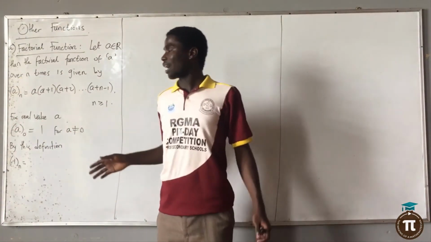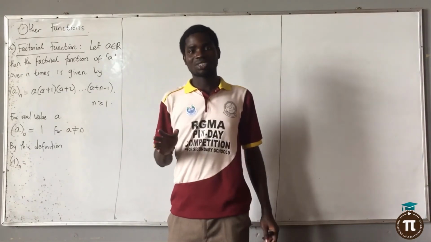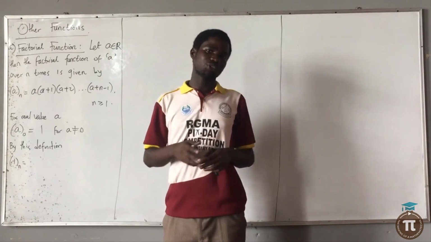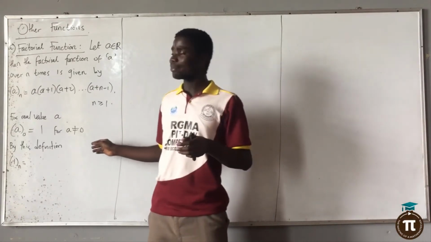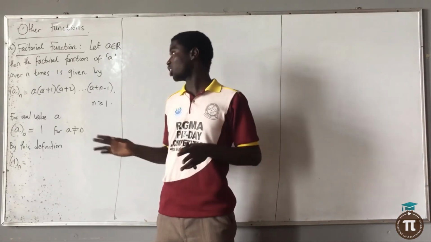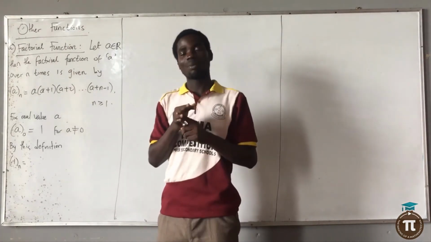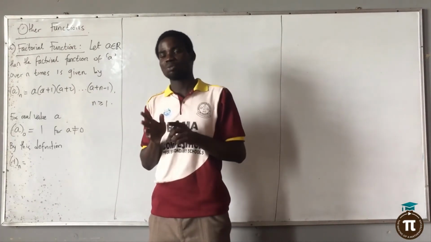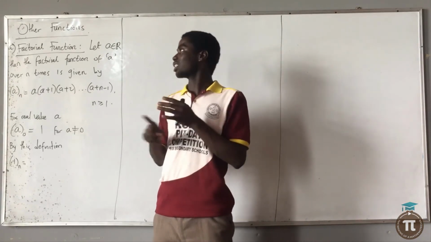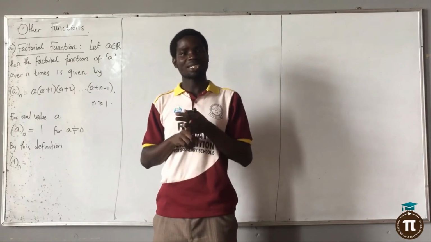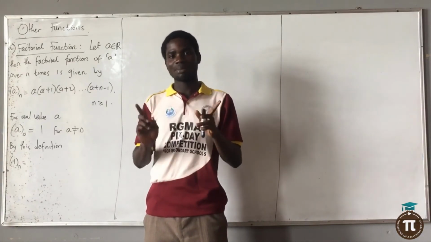So in this video we are going to be talking briefly about other functions, just a brief summary. I'm talking about two of them: the factorial function, and the second one, the Gauss PI function, because there is a relationship between the factorial function and the gamma function, as well as the Gauss PI function and the gamma function. That is why I'm talking about them briefly.